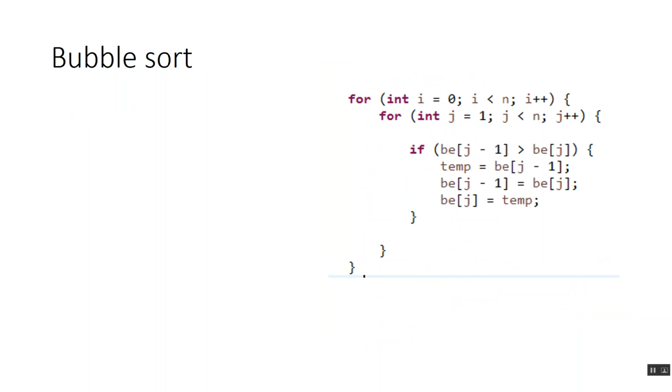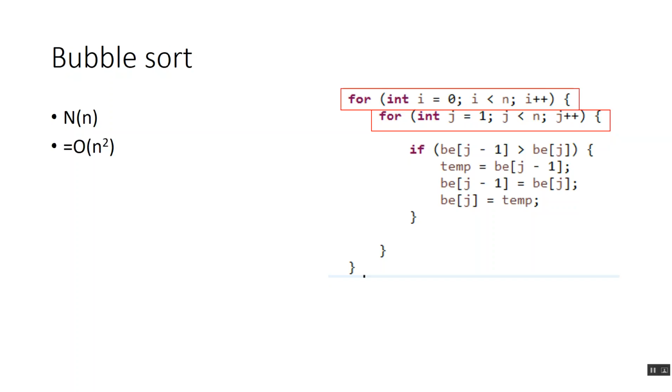So let's look at bubble sort. We can see that first we have a for loop encapsulating everything, that's going to run n times. And then second we have another for loop, and that's going to run n times as well. And so our final efficiency is O(n squared). And keep in mind this is for the worst case scenario.